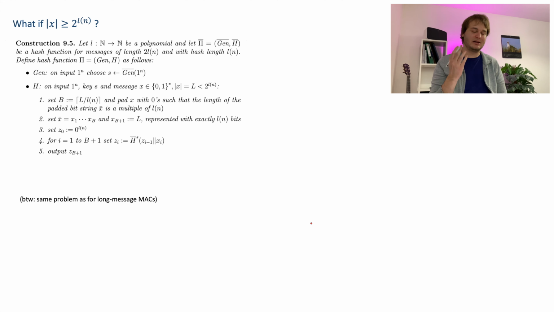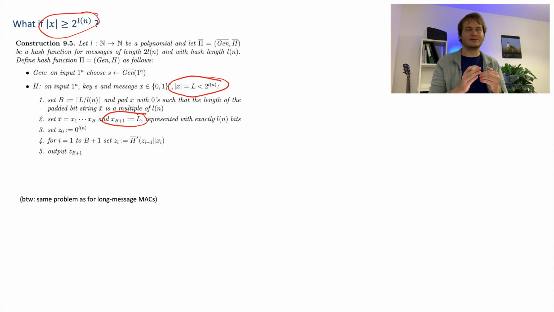All right, the last thing I want to talk about is what actually happens if our hash input, the x, is really, really long, if it has a length more than 2^L(n). Because in this construction here, we had to assume that the length of x is at most 2^L(n), because otherwise we wouldn't be able to encode the length of x into this one block. So this one block has length L(n), so the largest number we can encode into this is 2^L(n) minus 1.